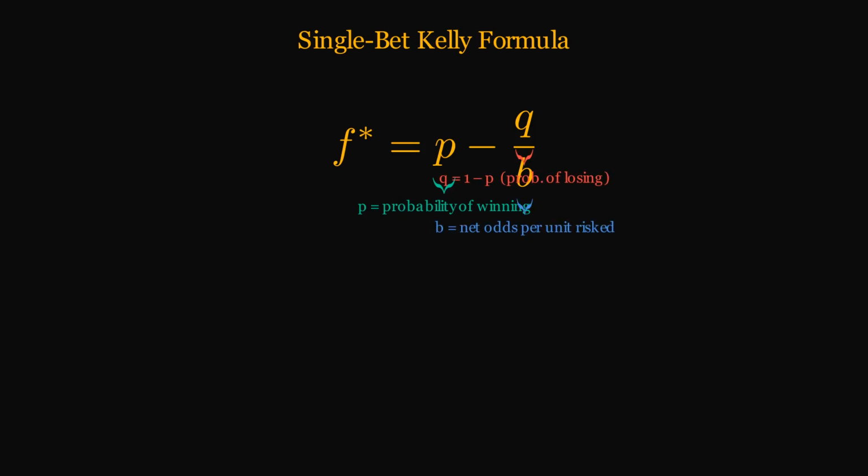The Kelly formula: F star equals (P minus Q) over B. P is the probability of winning. Q equals 1 minus P, the probability of losing. B is the net odds, how much you win per unit risked. F star is the optimal fraction of your bankroll to bet each time. This single formula encodes the entire trade-off between edge, odds, and position sizing.